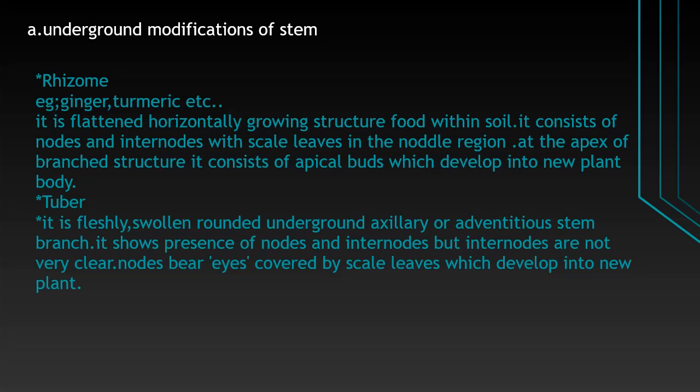So tuber is a fleshy, swollen, rounded, underground, axillary or adventitious stem branch. It shows the presence of nodes and internodes, but the internodes are not very clear. Nodes bear eyes covered by scale leaves which develop into a new plant.